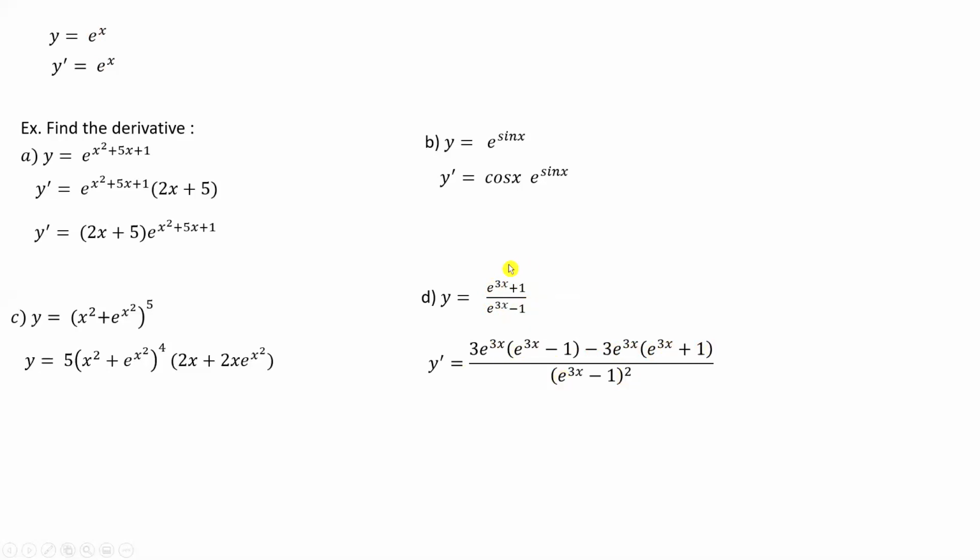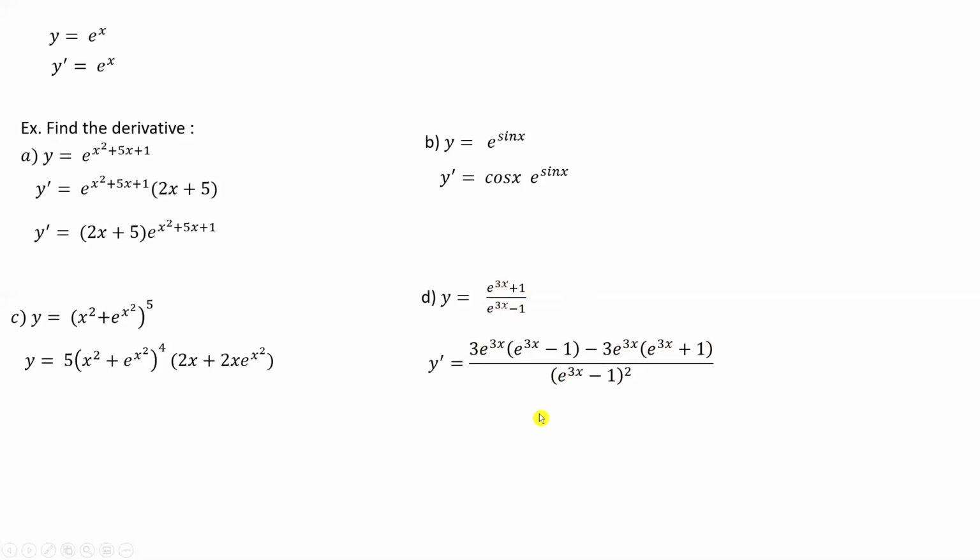Let's do that again. It's a quotient rule, derivative of the top. The new rule, write down what you started with, multiply by derivative of exponent. Derivative of top times bottom minus top, derivative of bottom, the new rule, write down what you started with, multiply by derivative of exponent. All divided by bottom squared.